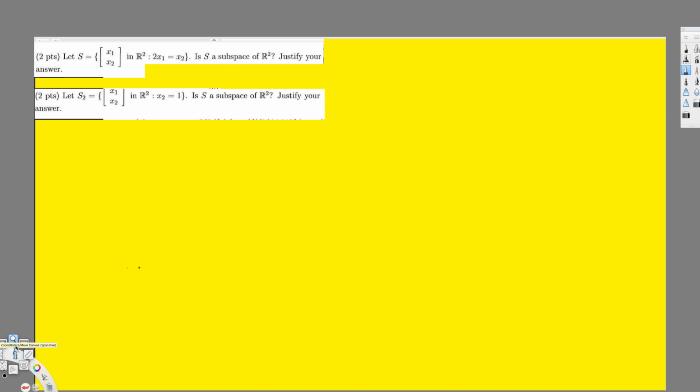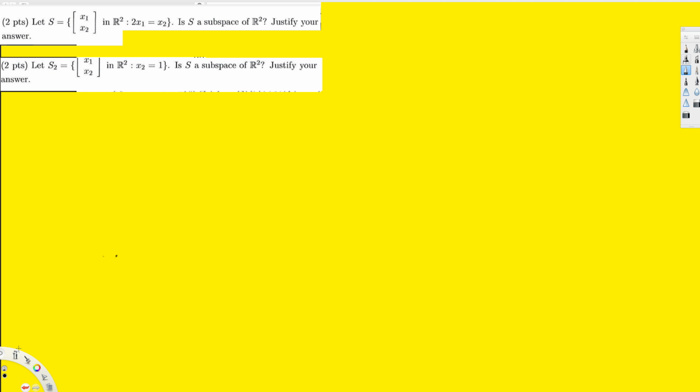Yes, let's do this problem right here. This first question is, we have two questions. The first question is asking, let S is equal to (x1, x2) in R2 space, and they say 2x1 is equal to x2. Is S a subspace of R2? Justify your answer.